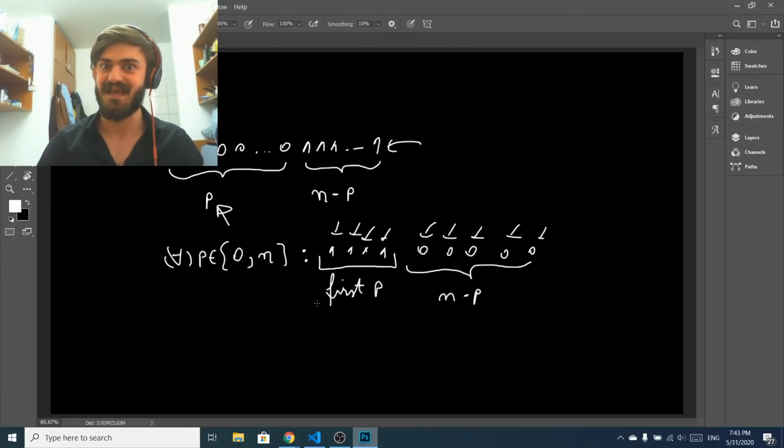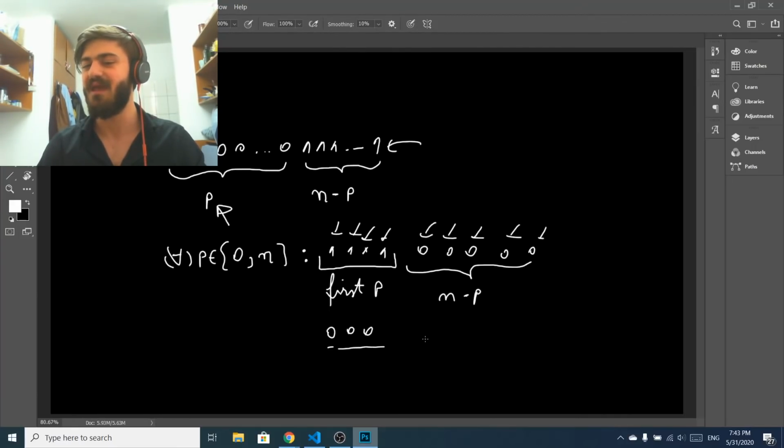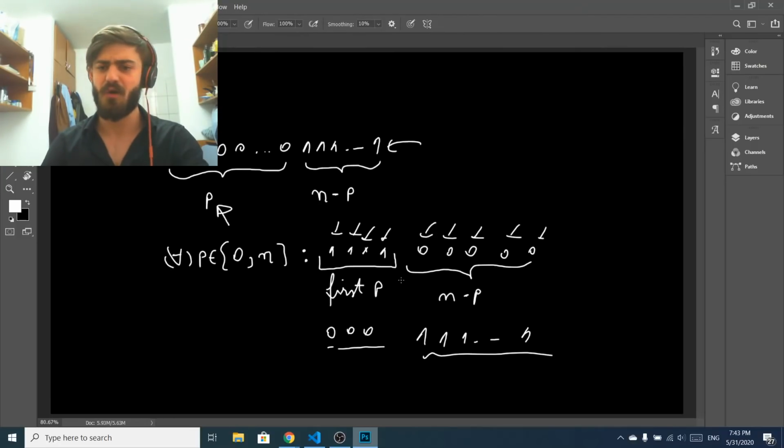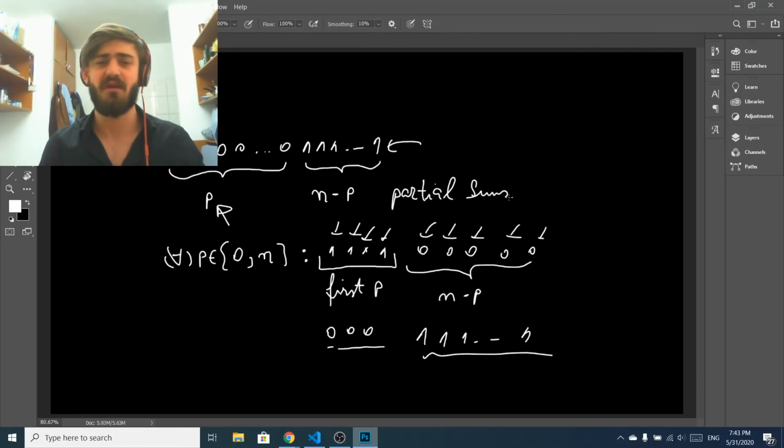Of course, in the second scenario you're going to need how many zeros are in this first P and how many 1s are in this last n minus P. How do you do this? Yeah, partial sums. Why not? You can count partial sums, right?